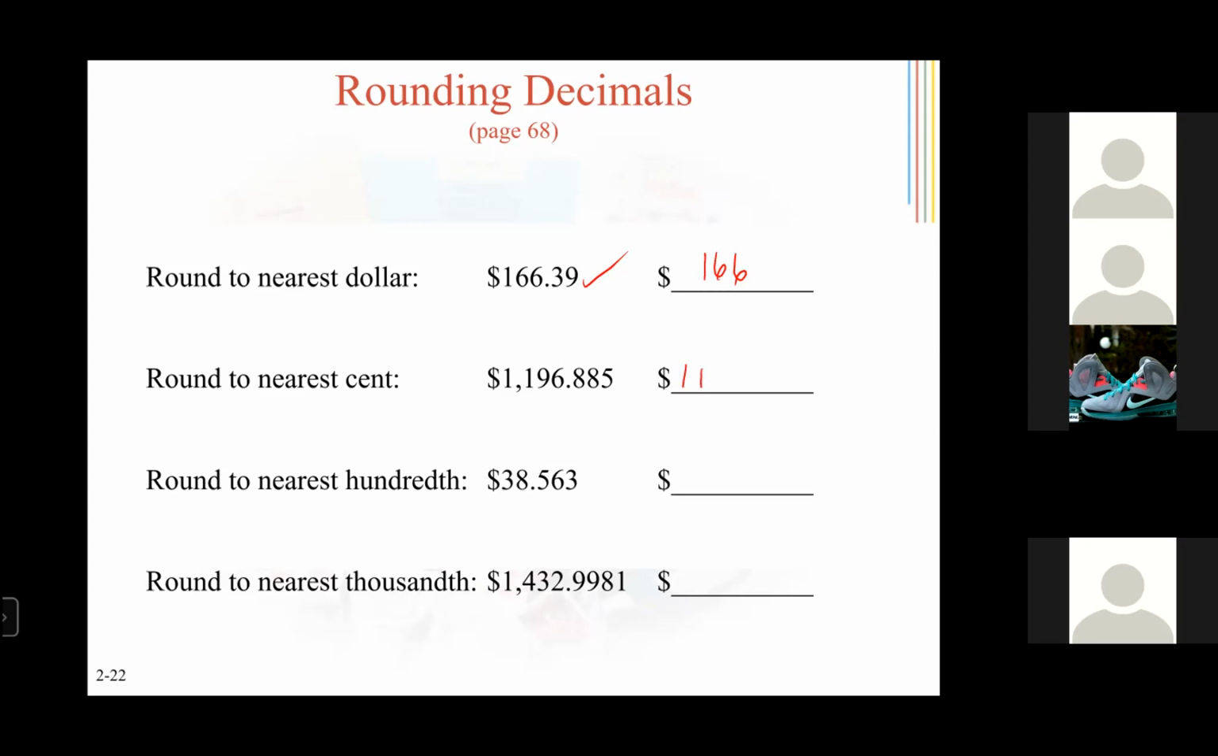1,196 and 90 cents. Nearest cent. 89 cents. Okay, 89 cents, right? Because this number right here is the cent place, and the number after it is a 5, so you're going to round up. If the number after it was less than 5, then you leave it as 88. But since it's a 5, once it's 5 or more, you round up. The next one says round to the nearest hundredth.